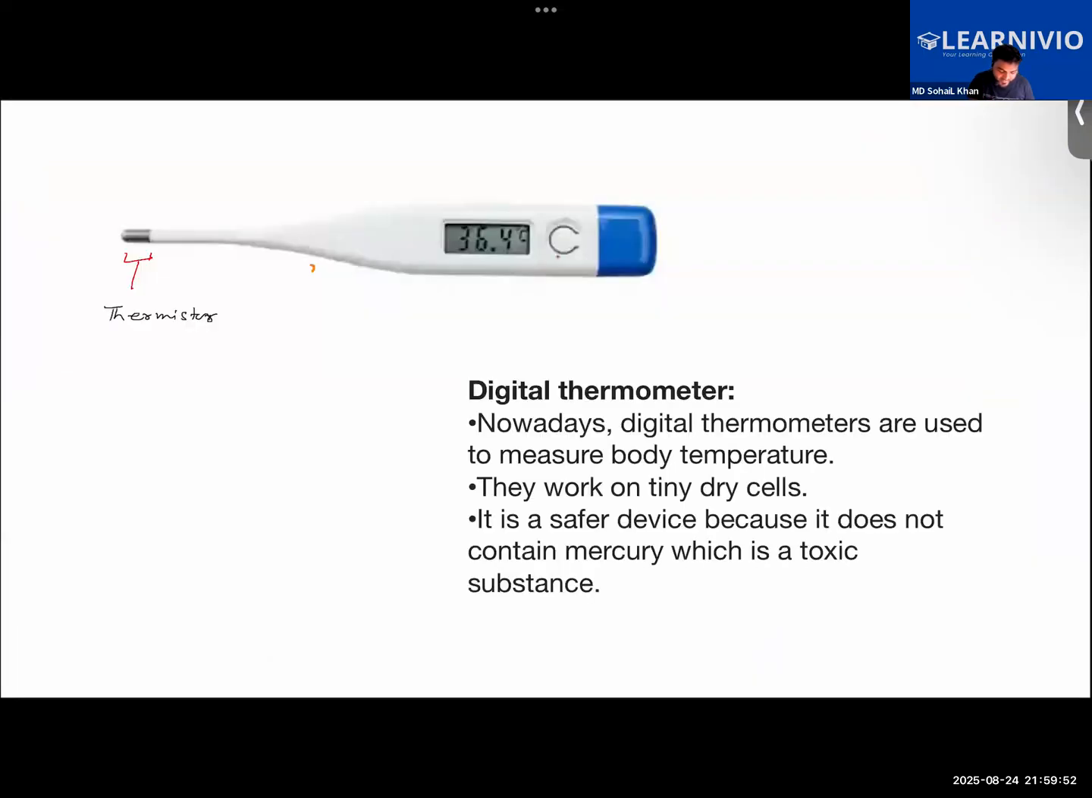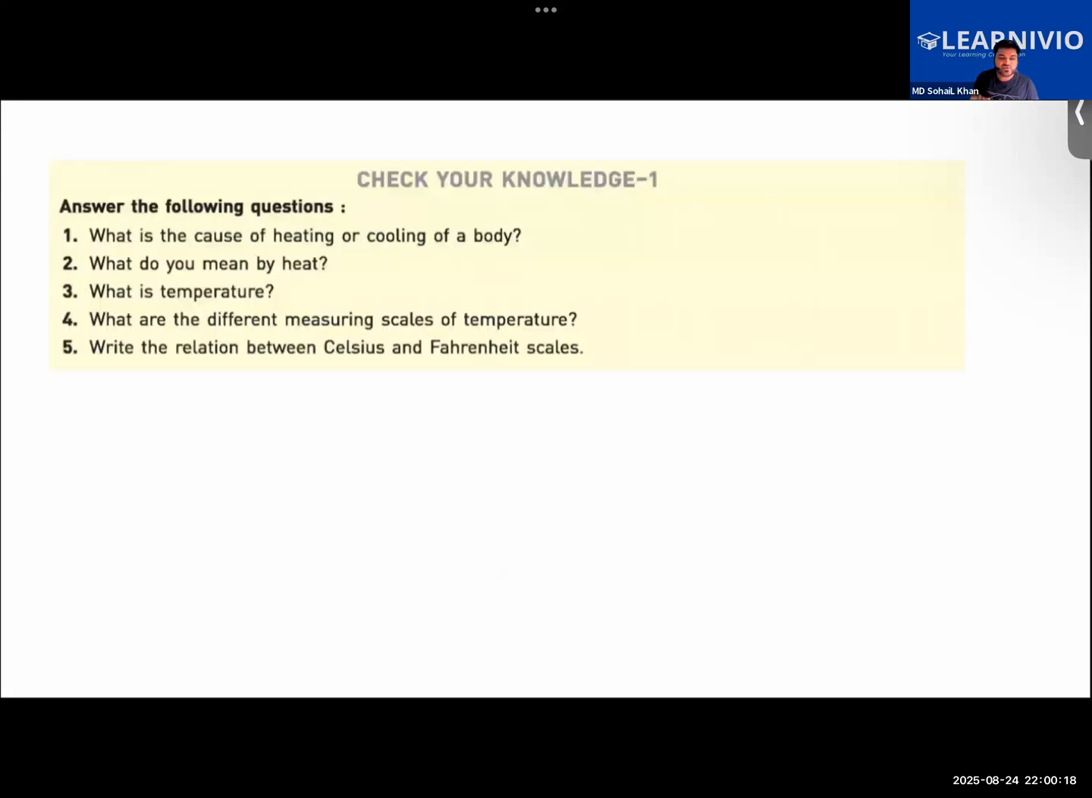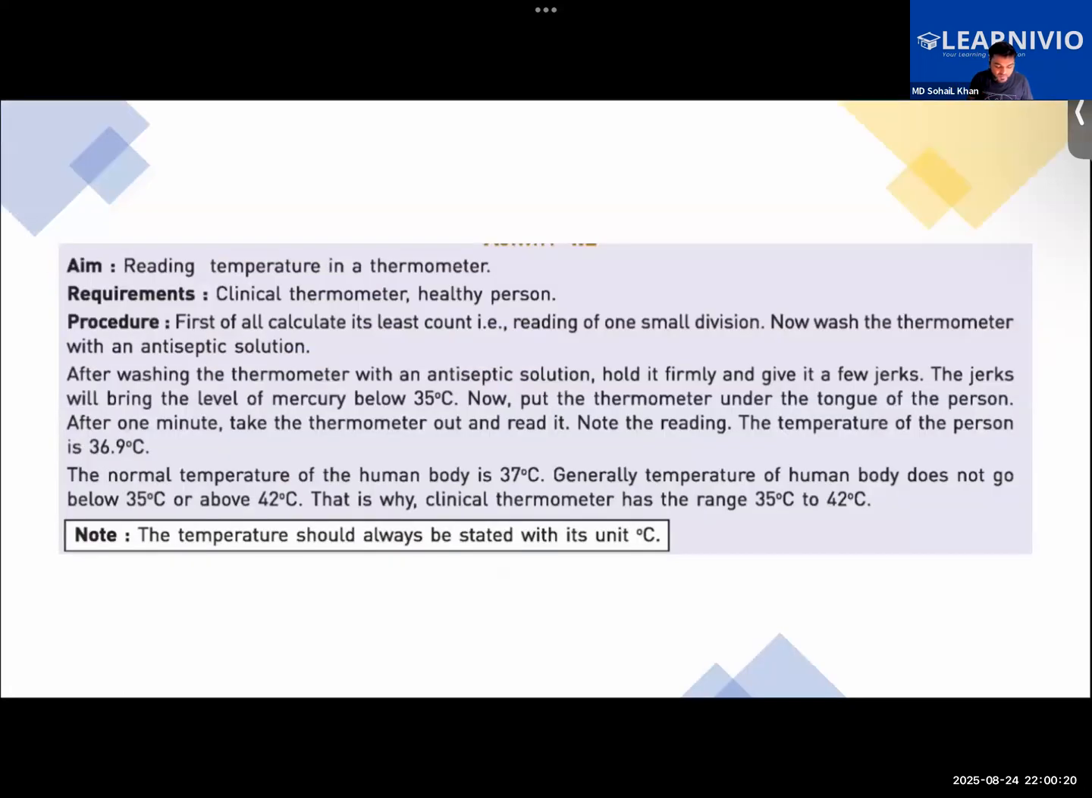Nowadays, we have modern clinical thermometers that do not have a glass body. They are flexible, so if you bite it by accident, it does not break easily, and it works on tiny dry cells. It has a thermistor mounted on its end, which is very sensitive to temperature. The same thermistor is put into air conditioners and other devices that tell you the temperature. So it's sensitive towards heat.